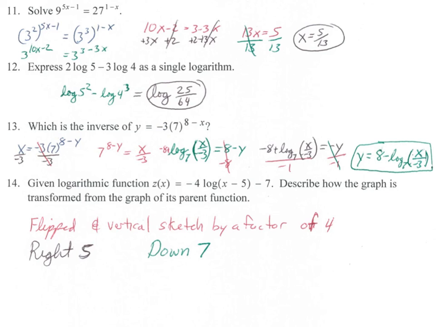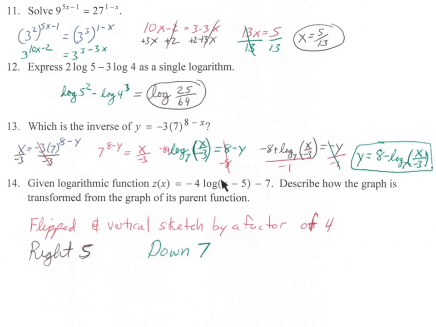Last problem. Given this function, z of x, it's kind of interesting. We're going to use z of x for a while. But given this logarithmic function, we're going to describe how the graph is transformed from its parent graph. So the first thing is, let's look at the -4. -4 is a flip because it's negative and has a vertical stretch by a factor of 4. So we know this is going to flip and have a stretch by a factor of 4.